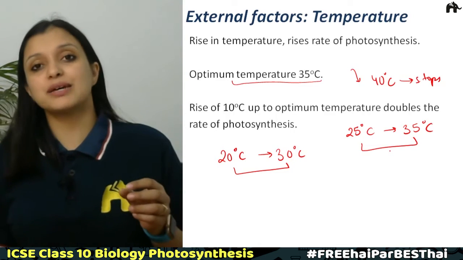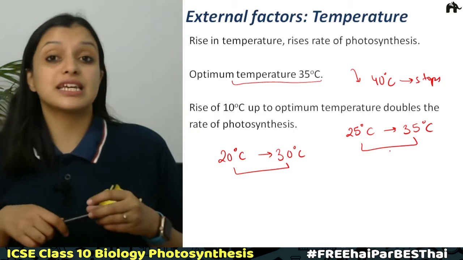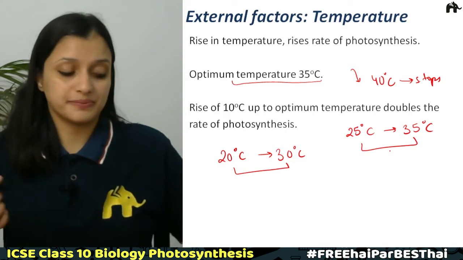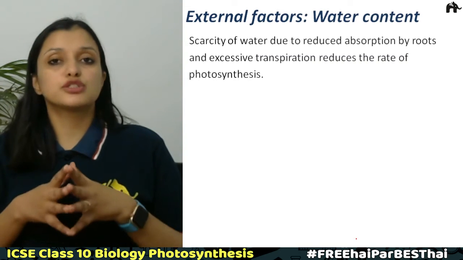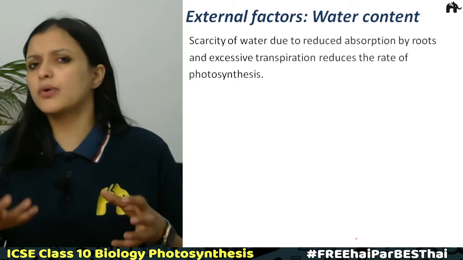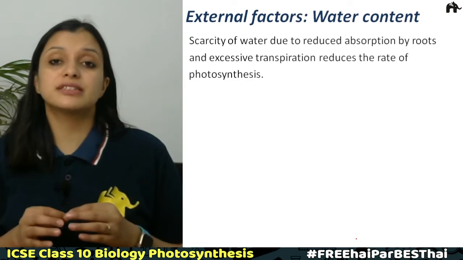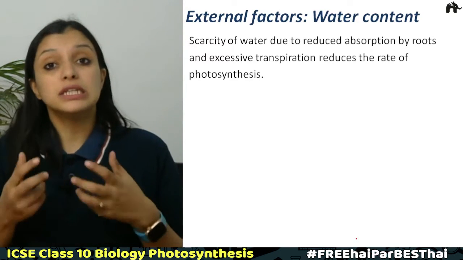If it rises above that, in that case the enzymes denature, and hence there will be no photosynthesis. Now the next external factor is the water content. We know how important water is for photosynthesis. It is one of the raw materials that is required by the leaves, right?